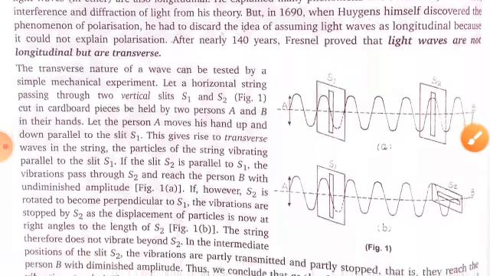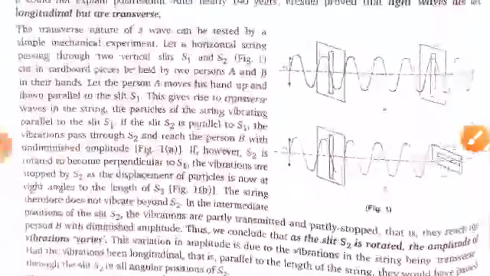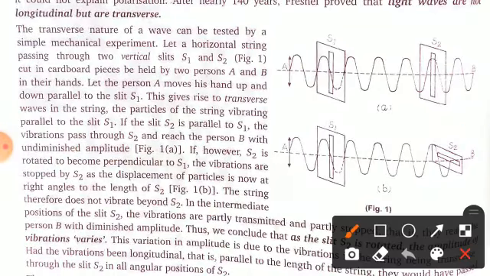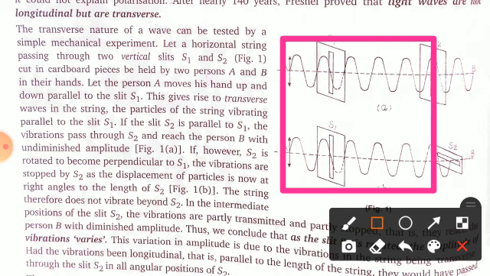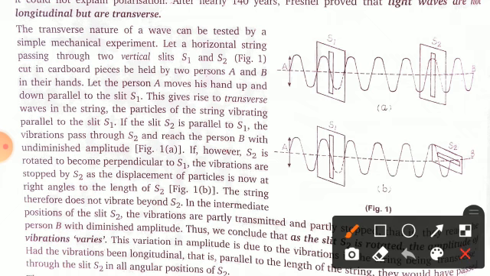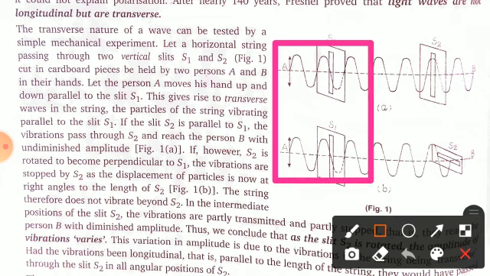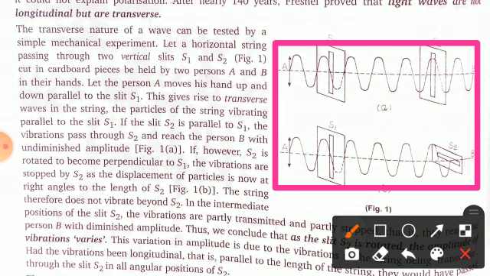Now you can see here there is an experiment performed for this. You can see from figure 1, A1 and B1, both are the two figures given here. So what's going on in here? The transverse nature of a wave can be tested by a simple mechanical experiment. These are the experiments you can see, A and B.